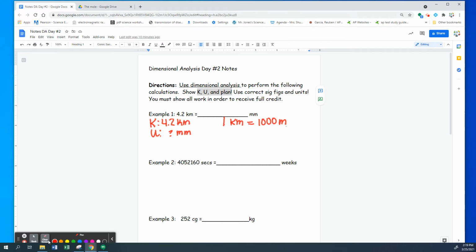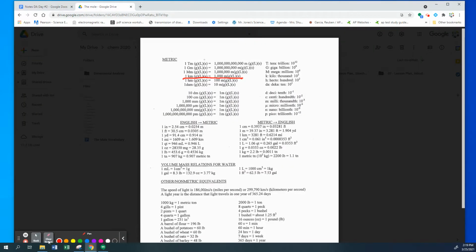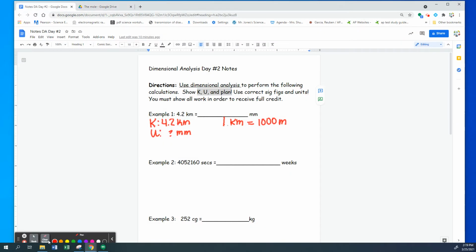Our next conversion unit, we are not to our millimeters yet, so we need to keep going. We're going to look for meters and hopefully millimeters. Here is meters and millimeters. So we have 1 meter equals 1,000 millimeters.